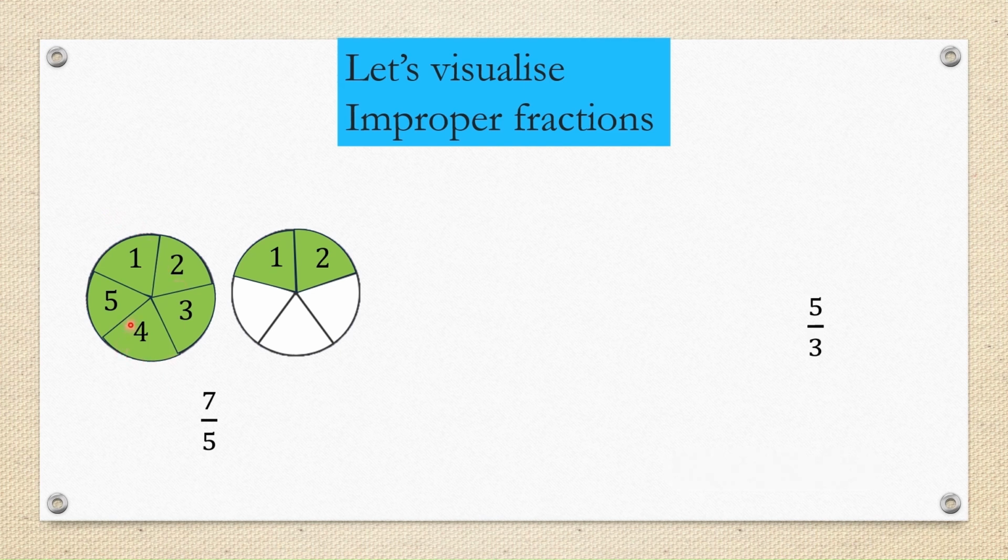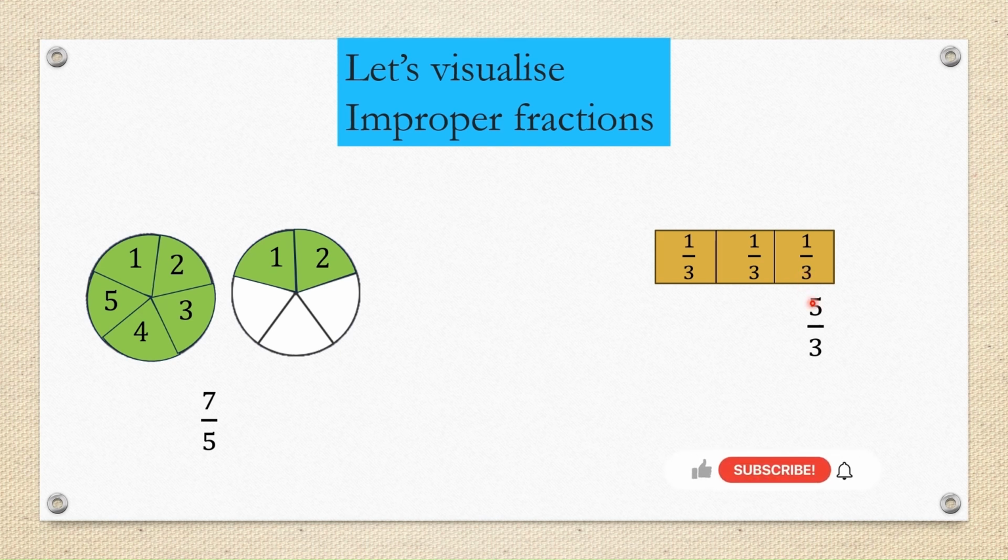Now let us use a rectangle to show. Now here it is 5 by 3. For that we are taking a rectangle. Now this rectangle is divided into 3 equal parts. It is 5 by 3, 5 over 3, 5/3. Now to show 5 parts, what do we need? We need 2 more parts, that is 1 by 3, 1 by 3. So in all we have 5 parts. So 5 in the numerator and 3 in the denominator.